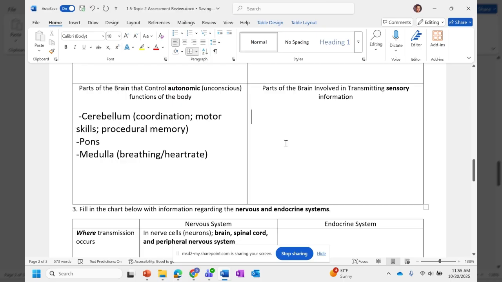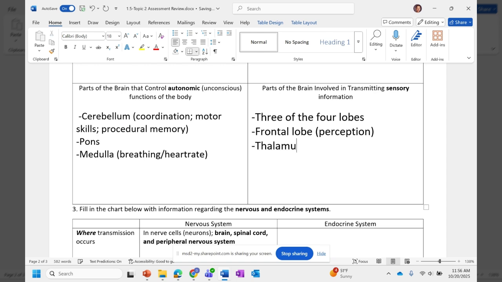Sensory information. Three of the four lobes are involved in sensory information. The frontal lobe itself is not directly involved in sensory information, but it is directed in perception. So how you perceive the world, which is a little bit different.